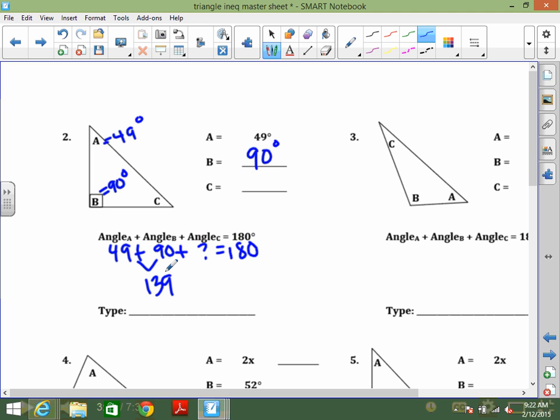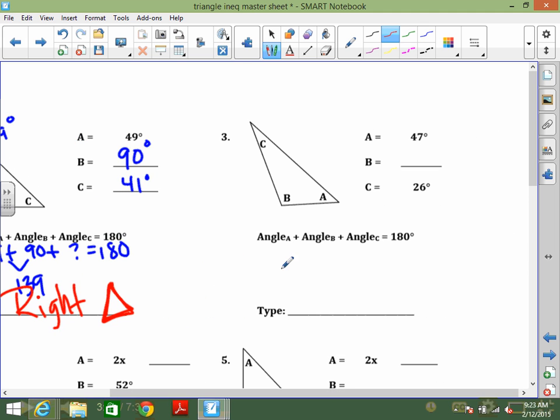139. Well, now what do we do with that? And what do you get? 41 degrees. What type of triangle is this? Right. A right. It's a right triangle. Okay, next, number 3. Angle A is 47. Angle B we don't know. Angle C is 26. Figure out angle B, please.